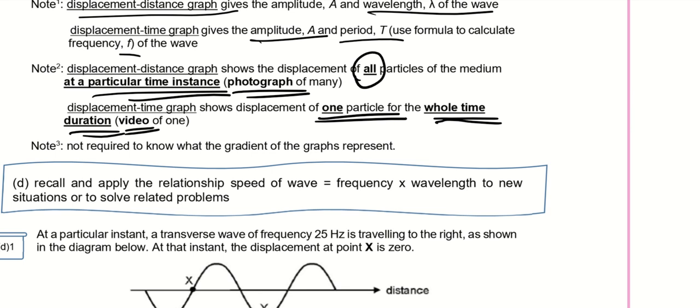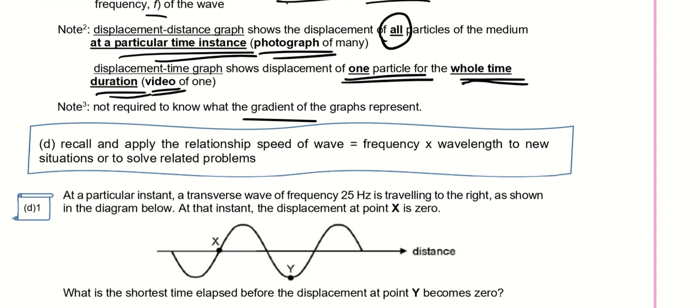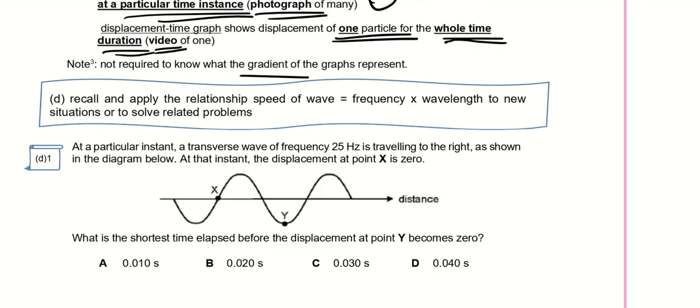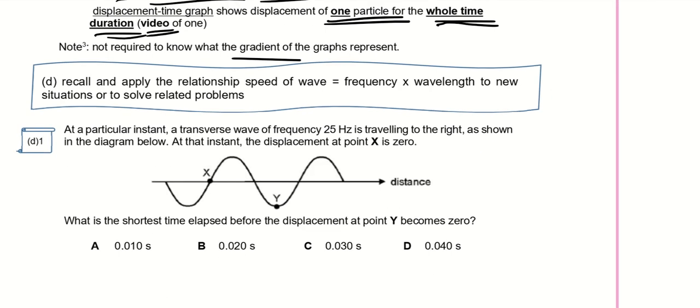Okay, and good thing you don't need to know what is the gradient of the graph. Okay, so recall and apply the relationship speed of wave equals to frequency times wavelength to new situations or to solve related problems. So because we have already learned v equals f lambda, let's try over here.